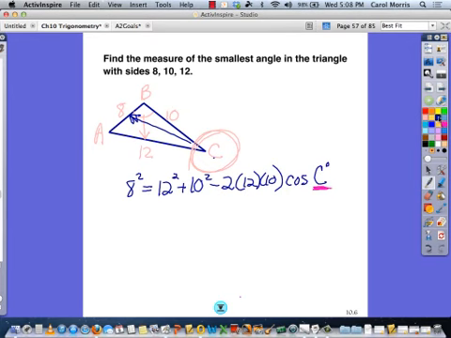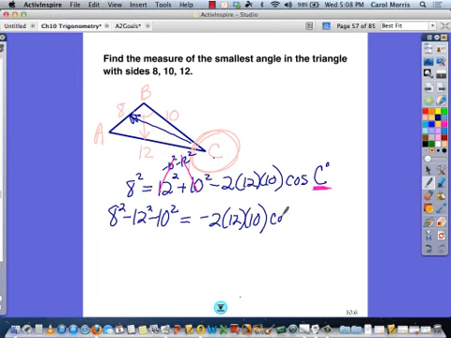So let's move some things out of the way so we can try to get this C by itself eventually. So here we go. Be careful. We got to undo addition and subtraction first. So we're going to have an 8 squared, and I'm not going to do the math on the numbers yet. I'm just going to move things. Minus the 12 squared minus the 10 squared. And if we did that on this side also, they should cancel. Okay? So if they do cancel, then all we're going to have left is that negative, and you can't get rid of that sign, so a minus 2 times 12 times 10 times the cosine of C.